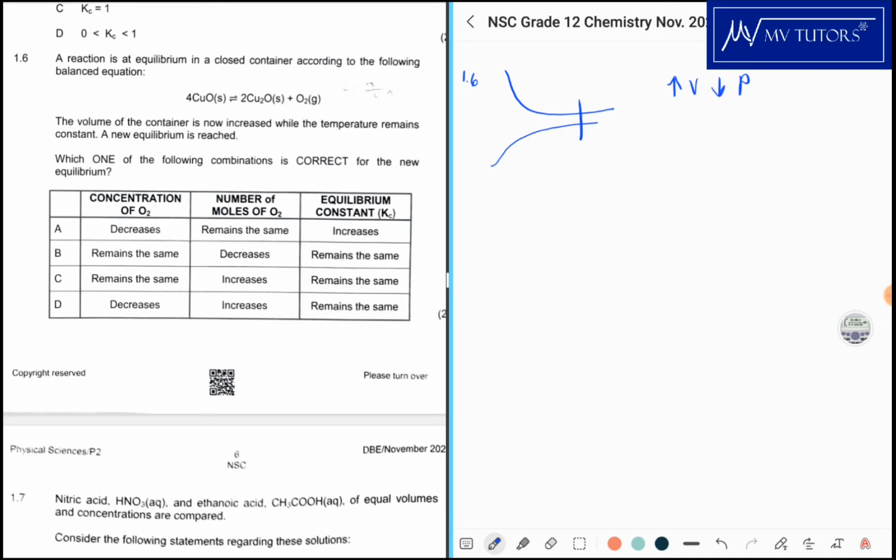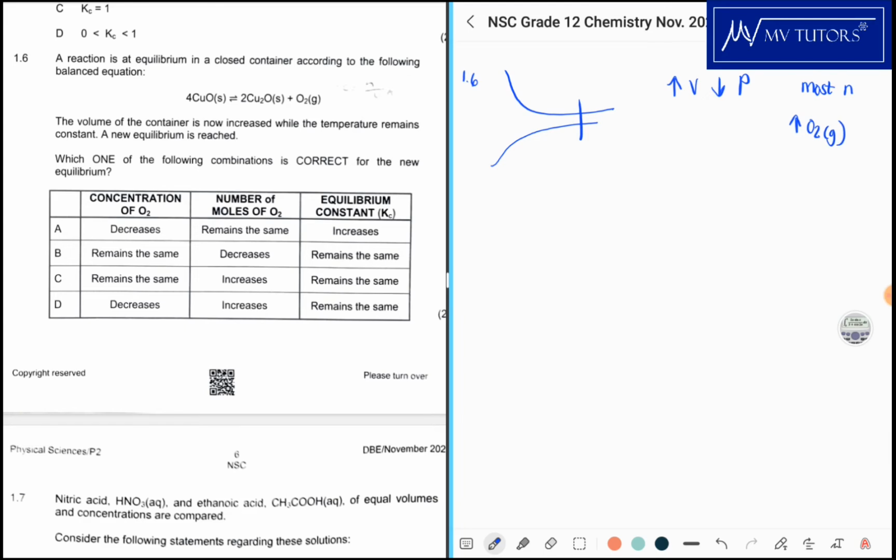So what are we looking for? We're looking for the most number of moles. Okay, but gas. So we see we have copper oxide, which is a solid, and copper 1 oxide, which is a solid, and there we have oxygen gas. So the products are favored. Okay, so O2 there.